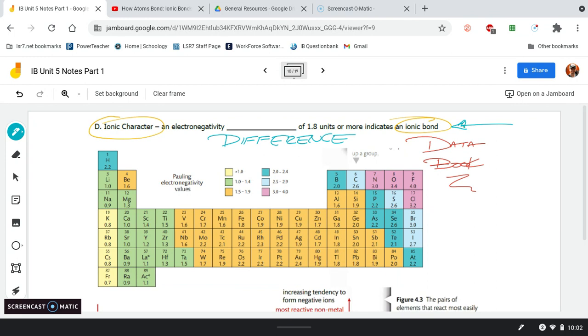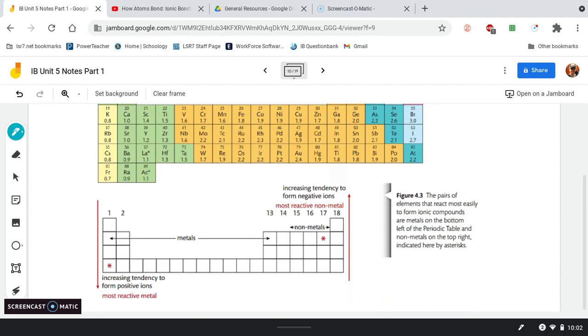Now you have this chart. So here's how the question will look. It'll say, which of these is the most ionic? Which of these has the most ionic character? We'll just look for the one with the biggest difference in the two chemicals, right?